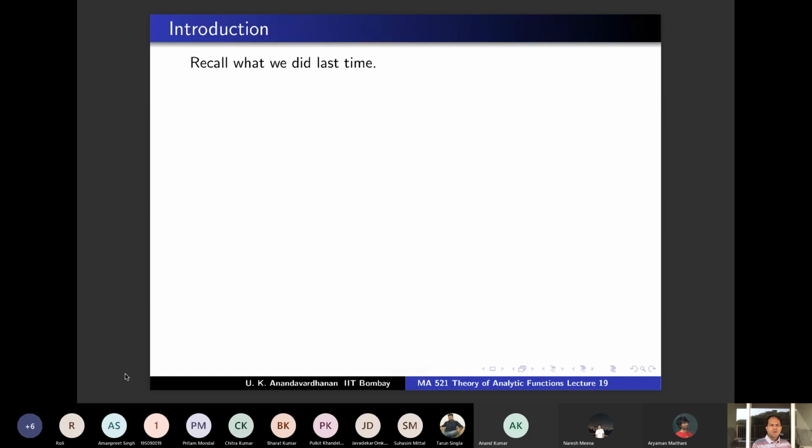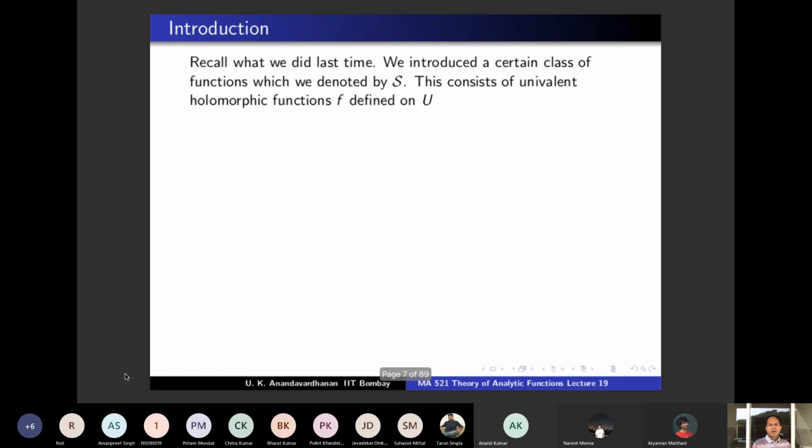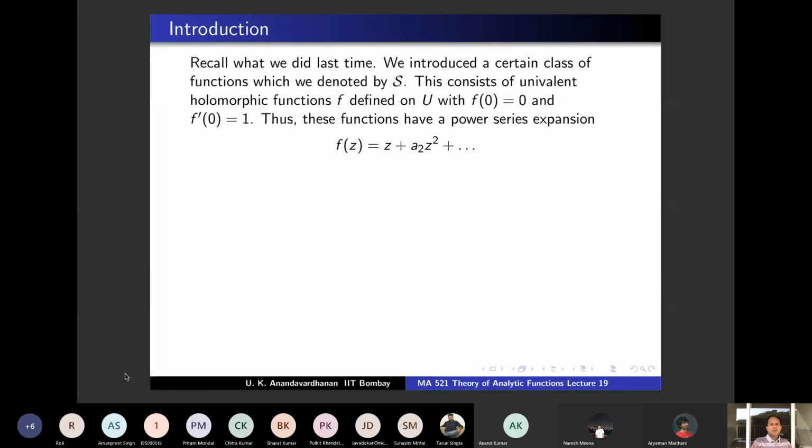Recall what we did last time. We introduced a certain class of functions, which we denoted by script S. So S consists of all univalent holomorphic functions defined on U. These are holomorphic functions on U which are also injective in U. The range, the codomain, can be anything; we are not restricting it at all. And S had this extra condition that f(0) is 0 and f'(0) is 1. Therefore the power series will look like z plus higher terms. f(0) is 0, so the constant term is not there. And f'(0) is 1, therefore the coefficient of z is 1.